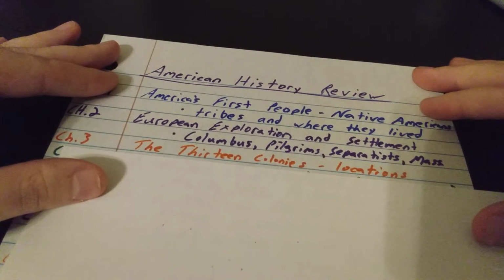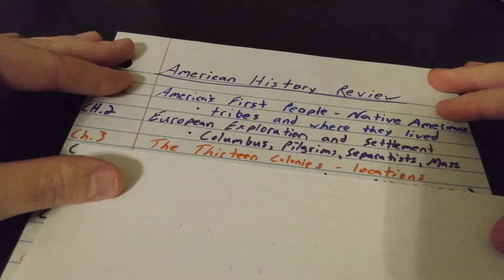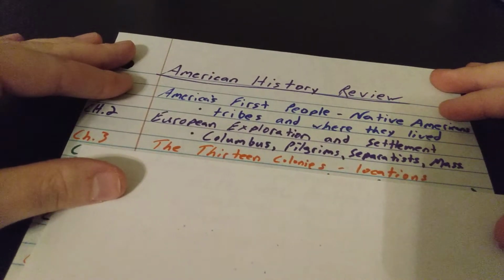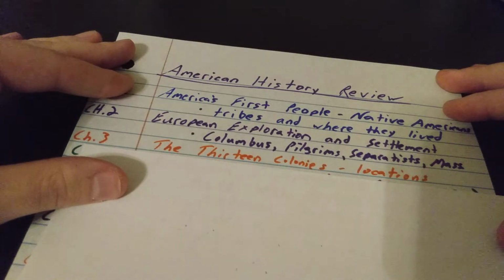Chapter 3 was also about the original 13 colonies and their locations. Remember, I had you do the map, and I quizzed you on where all those were, like Connecticut, New York, Pennsylvania, Georgia, South Carolina, North Carolina, Massachusetts, Rhode Island, and the rest of them.